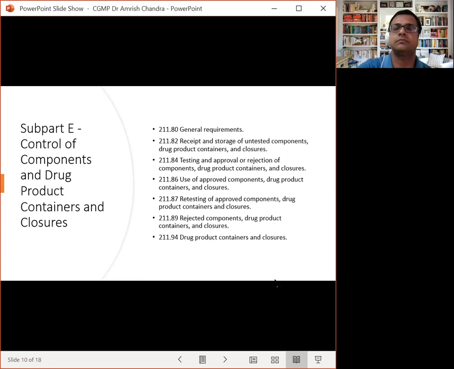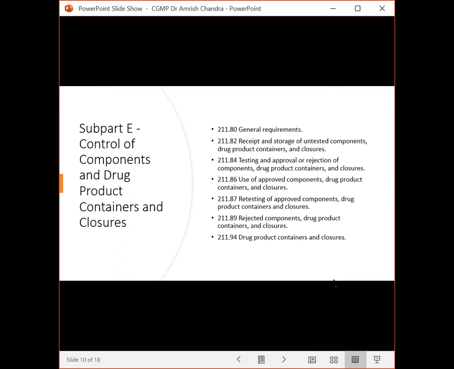Subpart E deals with general requirements for components and drug product containers and closures. It covers receipt and storage of untested components, drug product containers and closures, testing and approval or rejection of components, use of approved components, drug product containers and closures, and retesting of approved components, drug products, containers and closures. Further, it deals with how to handle rejected components, drug products, containers and closures. And finally, it deals with drug product containers and closures in general.